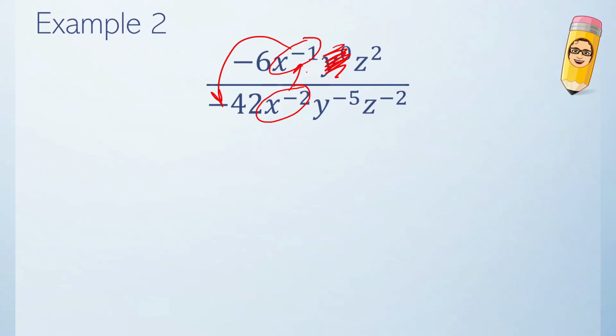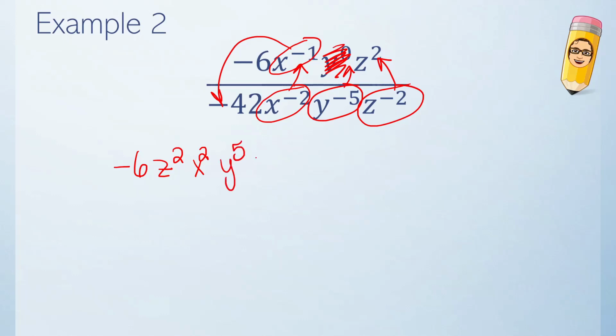x to the negative 2, going to move him up to the top. y to the 5th, got to go up there. And z to the negative 2's got to go up there. Now, let's clean up what moved and what didn't. So it looks like negative 6 didn't move, and neither did z squared. But I did move an x squared up there. I did move a y to the 5th up to the numerator. And I did move a z squared up to the numerator. Downstairs still is a negative 42. He didn't get to move. But I did move an x to the 1st down there. And I think that's all that's in the denominator now.